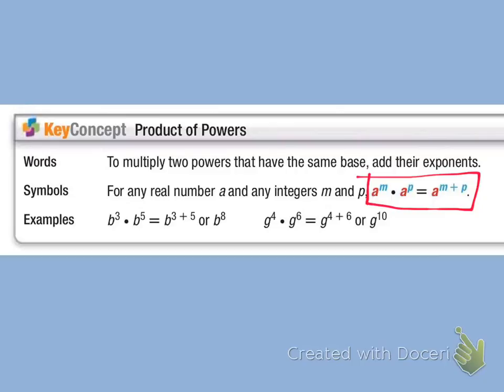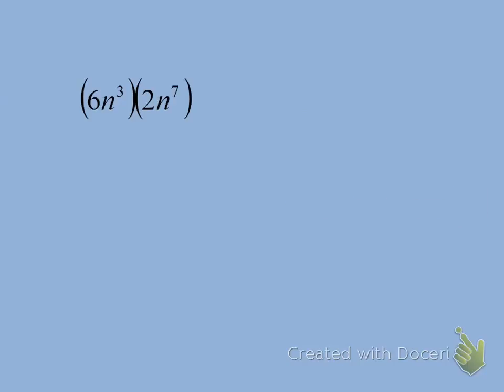Your first power rule, the product of powers. We're eventually going to learn 7 of these, 7 exponent rules, basically. This is the first one, the basic one. Okay, so we're going to go into questions that start using these rules now.